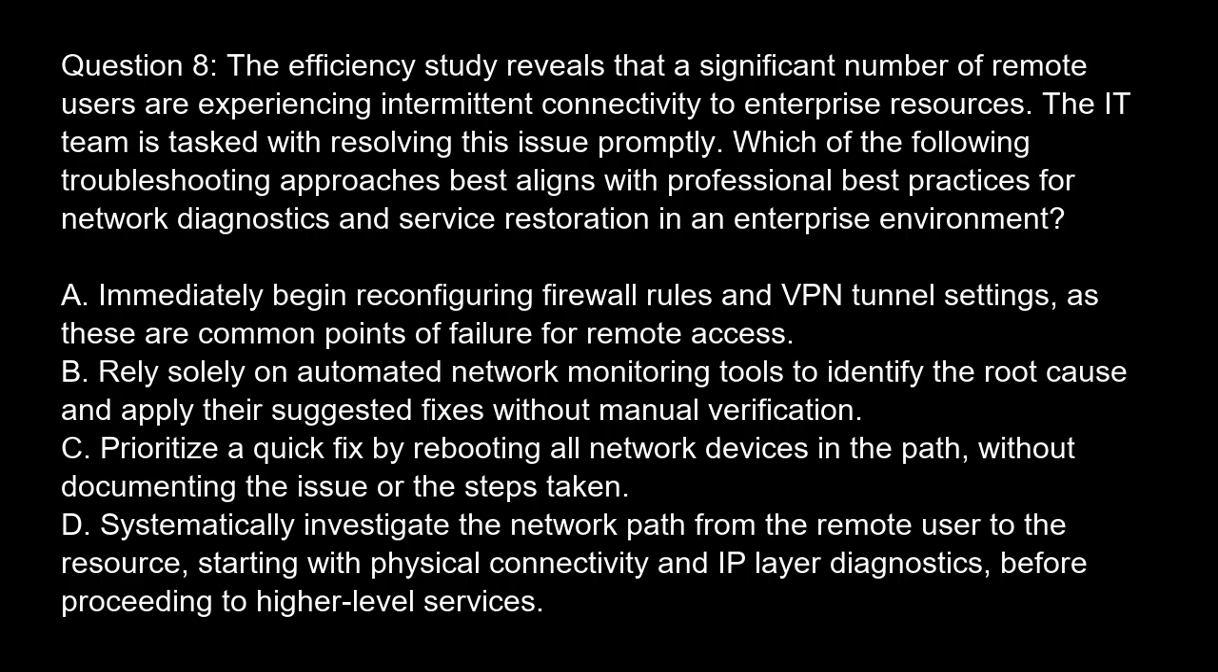Option B. Rely solely on automated network monitoring tools to identify the root cause and apply their suggested fixes without manual verification. Option C. Prioritize a quick fix by rebooting all network devices in the path, without documenting the issue or the steps taken. Option D. Systematically investigate the network path from the remote user to the resource, starting with physical connectivity and IP layer diagnostics, before proceeding to higher-level services.